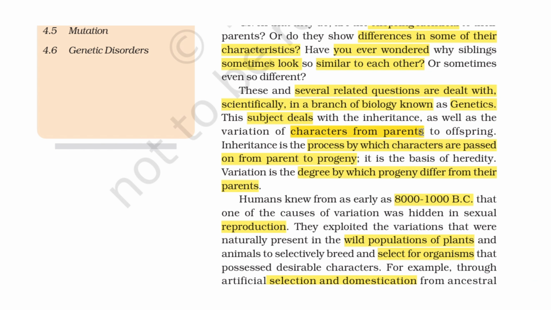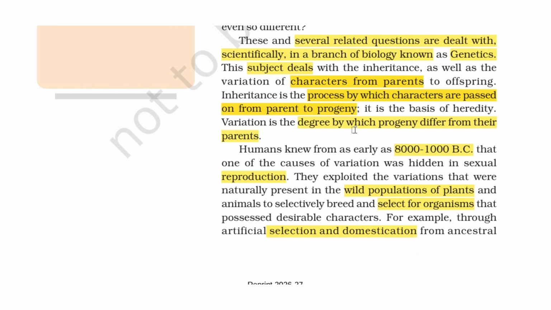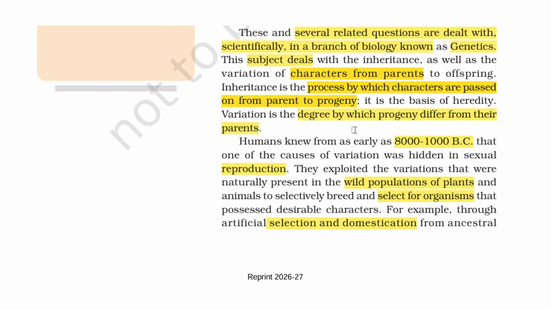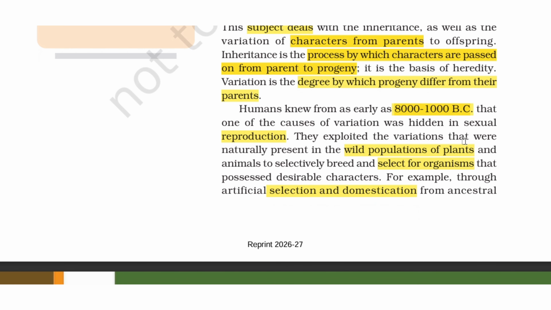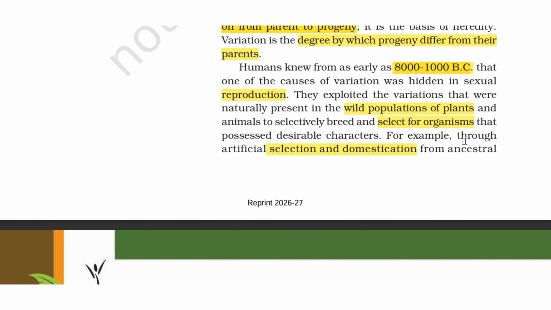Inheritance is the process by which characters are passed on from parent to progeny. It is the basis of heredity. Variation is the degree by which progeny differ from their parents. Humans knew from as early as 8000 to 1000 BC that one of the causes of variation was hidden in sexual reproduction. They exploited the variations that were naturally present in the wild populations of plants and animals to selectively breed and select for organisms that possessed desirable characters.